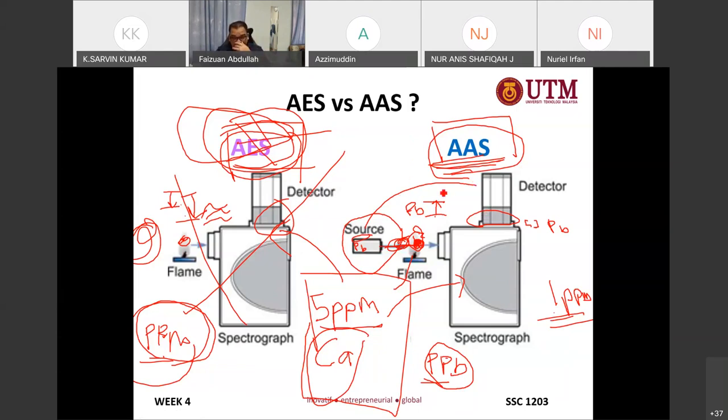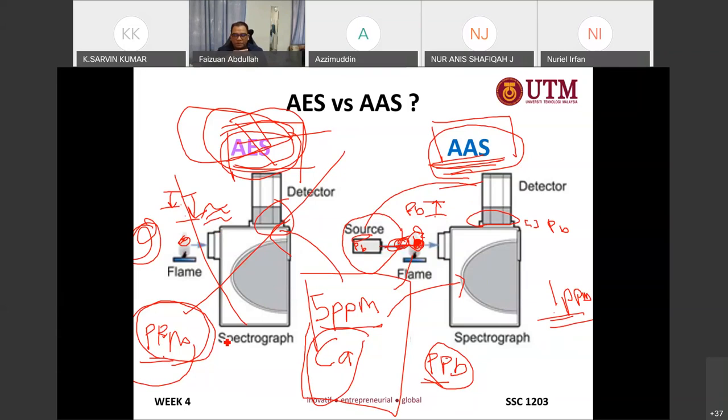So of course AAS, because we have learned previously AAS can detect up to part per billion level, but for AES it only can detect in part per million level. Okay, my next question is, which of the instrument, both instrument, which one is more expensive logically? AAS. Yes, of course AAS.